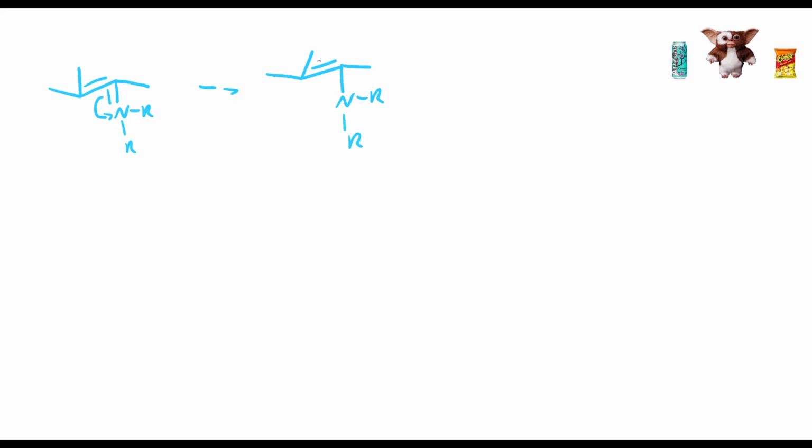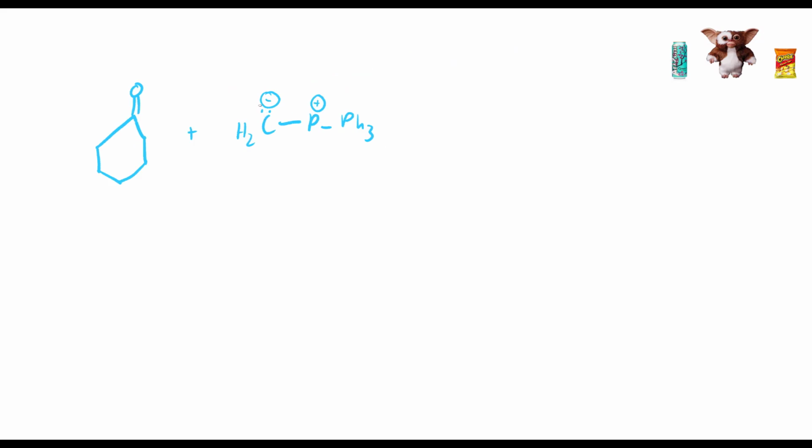And notice that there is a double bond between the carbons and not between the carbon and nitrogen. So this, of course, is an enamine. And that was the formation of an enamine. And now we're going to be covering the Wittig reaction. So this is the Wittig reaction.